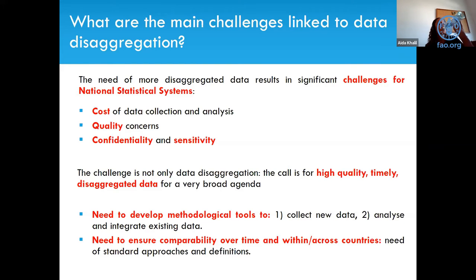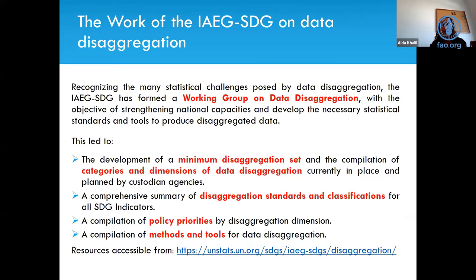And also when you provide disaggregated data, especially at this subnational level, you have to ensure comparability over time and also within countries. So recognizing all the challenges posed by data disaggregation to national statistical systems, the IAEG-SDG, which is the Inter-agency and Expert Group on SDG Indicators, has created a working group on data disaggregation. This has the objective of strengthening national capacities and developing the necessary statistical standards and tools to produce disaggregated data. So this working group is composed of many custodian agencies, including the FAO, and most member countries.